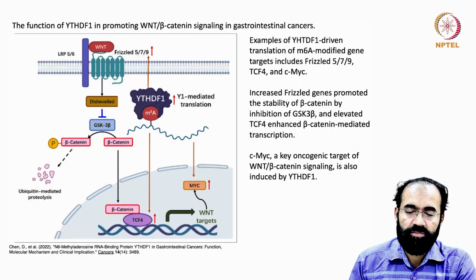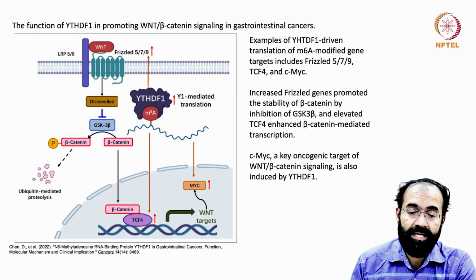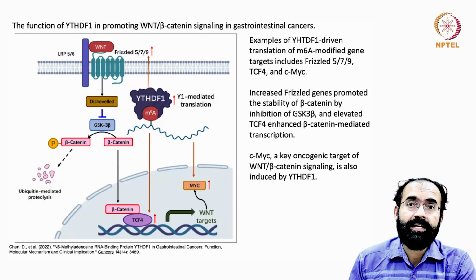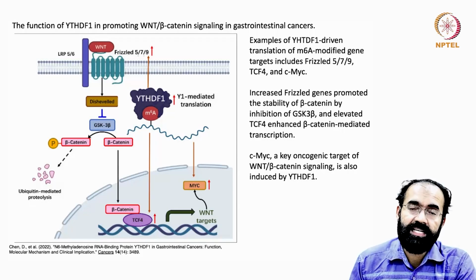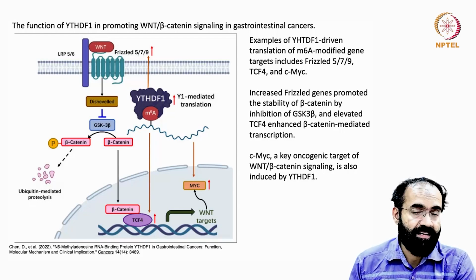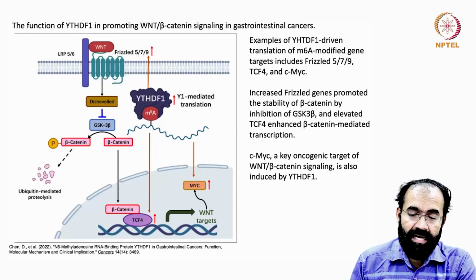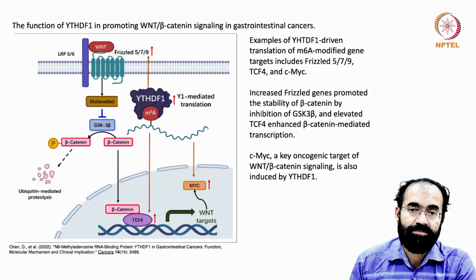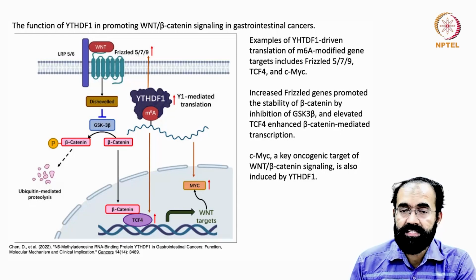So some examples of YTHDF1 driven translation of these m6A modified gene targets include frizzled 5, 7, 9, which are members of the Wnt signaling pathway, TCF4, that is the T cell factor, a protein or co-binding partner of the beta-catenin, and also c-MYC itself. So accelerated production of frizzled will facilitate the Wnt signaling, because more receptor means whenever Wnt is available, none of the Wnt will go wasted. And not only that, you have too much TCF.